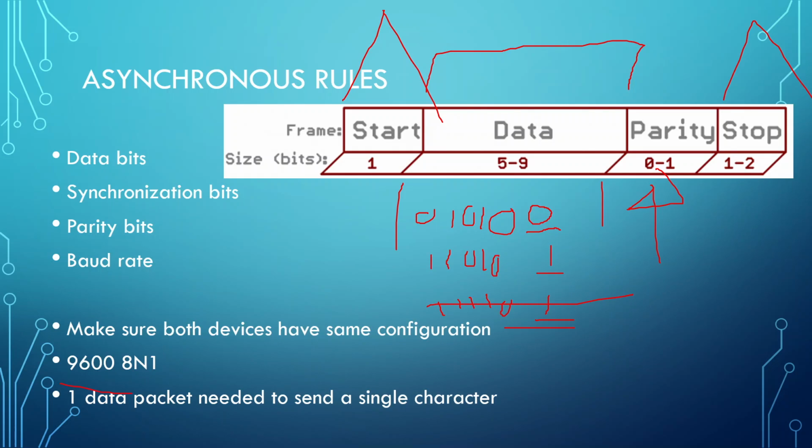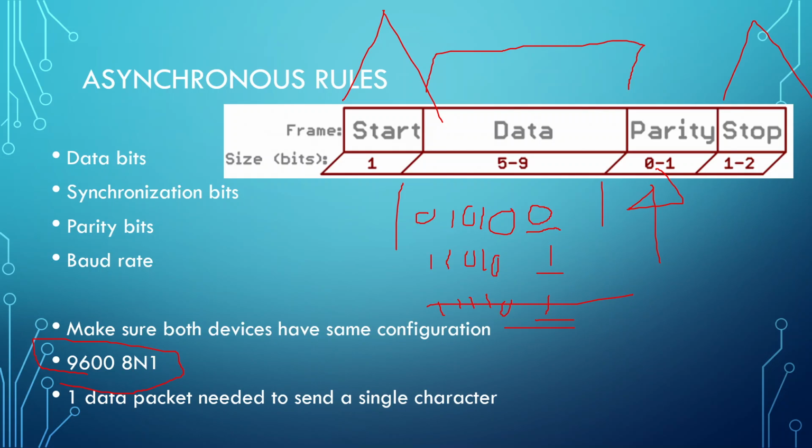So here is, if you're talking serial with somebody, 9600 8N1 is a way to very easily tell someone what the configuration is. Right? So in this case, 9600 is our baud rate. 8 is the number of data bits. N is telling us we have no parity. And 1 is telling us we have 1 stop bit.